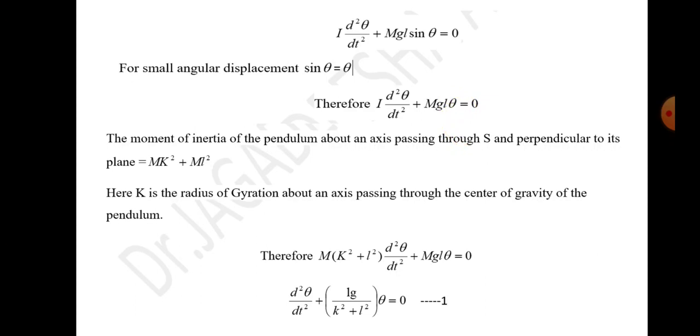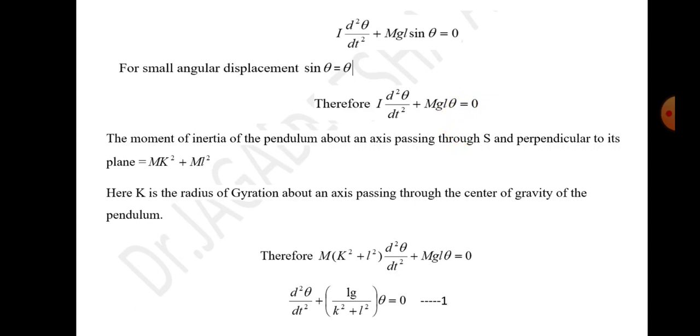Then that displacement always depends upon the moment of inertia. The moment of inertia of the pendulum about the axis passing through S and perpendicular to its plane is always equal to the mass times the radius of gyration and the length of that body, that is equal to mk² plus ml². Here, what do you mean by k? K is the radius of gyration about an axis passing through the center of gravity of the pendulum.